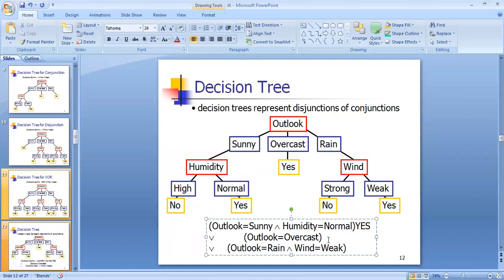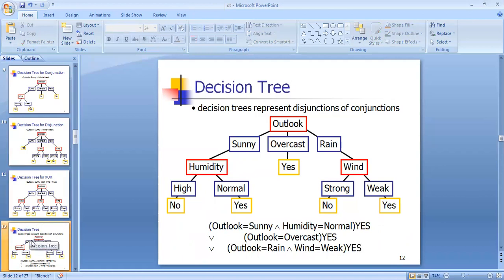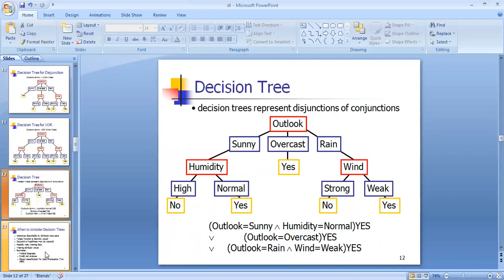So when outlook is equal to overcast, it will be yes. Outlook is equal to rain and wind is equal to weak, so you will be getting it as yes. So this is the decision we are going to make here. Understood? So what is the decision you make? You make it as yes.